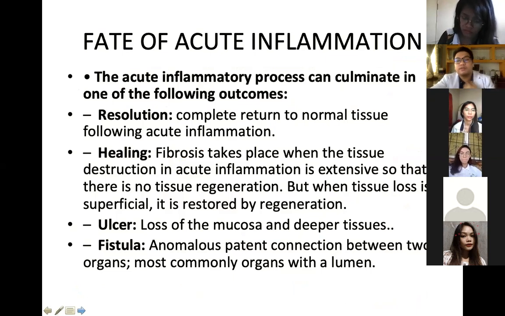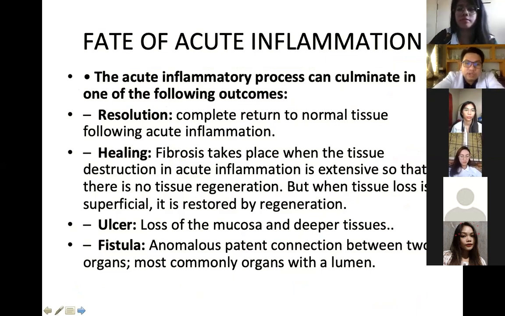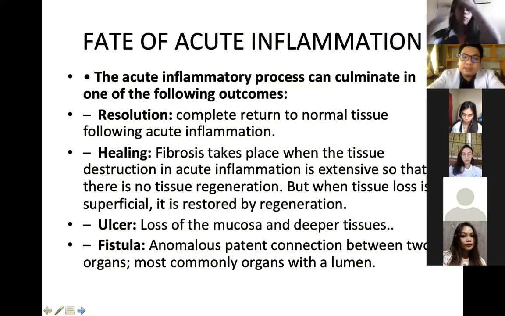Okay? The fate of acute inflammation: it comes to resolution, complete return to normal tissue, healing. Fibrosis takes place when the tissue destruction in acute inflammation is extensive so that there is no tissue regeneration. In resolution, class, there is tissue regeneration. The tissue returns to its normal appearance. In healing naman, class, impossible yung tissue regeneration, so i-replace yung damaged tissues with protein. Yung magkakaroon ng fibrosis. Okay?